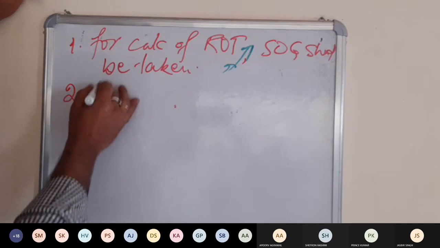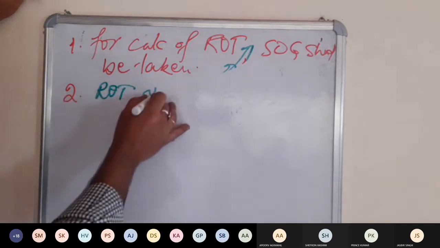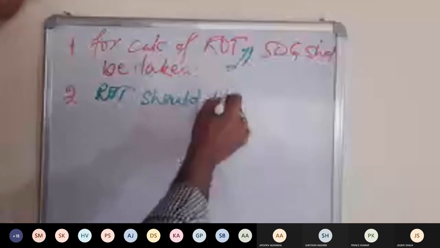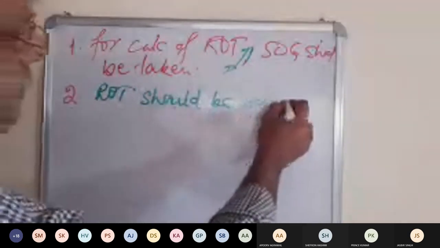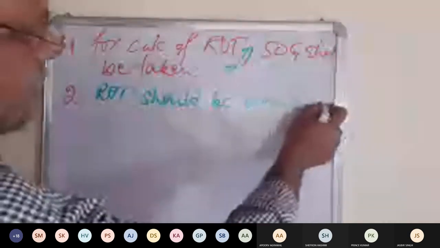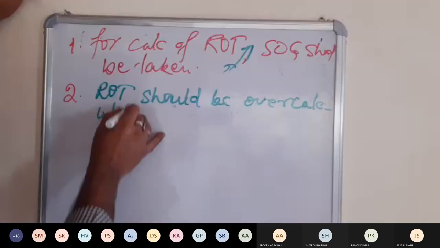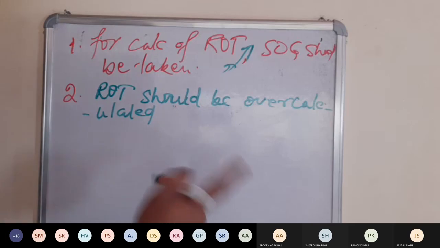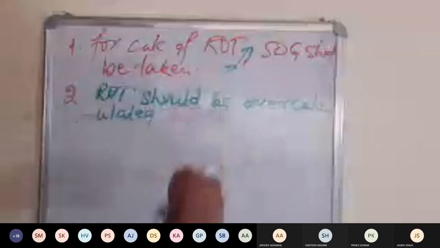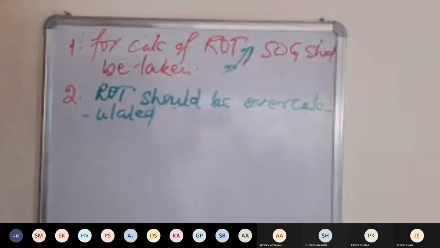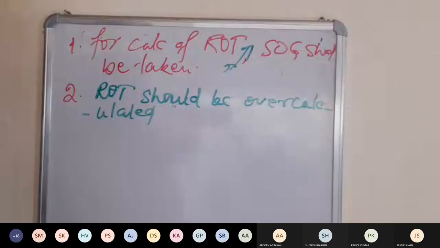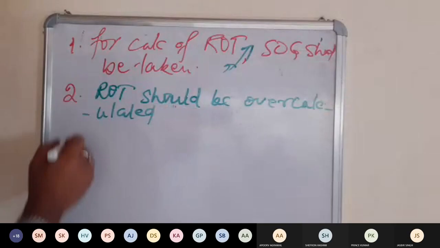So second point is that ROT should be over calculated. It should be over calculated rather than under calculated. कम नहीं कैलकुलेट करना है, जितना दिख रहा है उससे थोड़ा सा ज्यादा ही रखिए ROT। अगर भीतर चले गए तो बाहर ले जाना जहाज को आसान होगा.